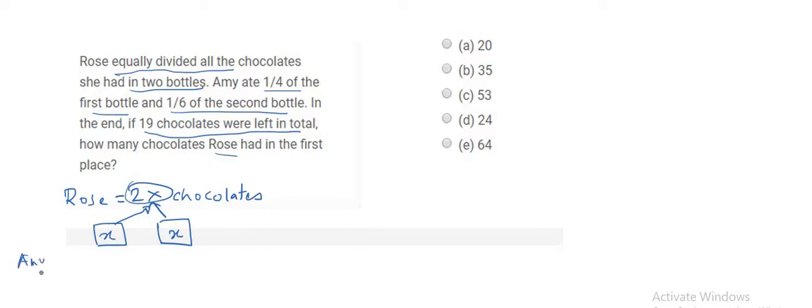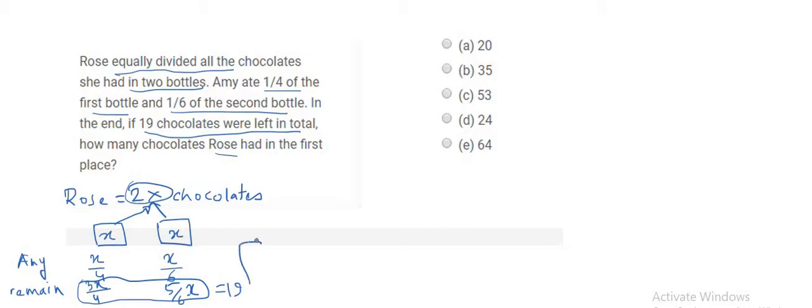Now Amy ate 1/4 of the first bottle, so she ate x by 4, and then she ate 1/6 of the second bottle, and therefore after whatever she ate, there was remaining 3/4 of the first bottle and 5/6 of the second bottle. Now this is equal to 19 because 19 chocolates remained after whatever she ate. So if we solve this equation, we can get x, and then we can find the total amount of chocolate that Rose initially had, which is 2x.